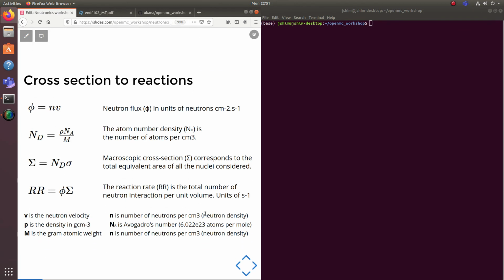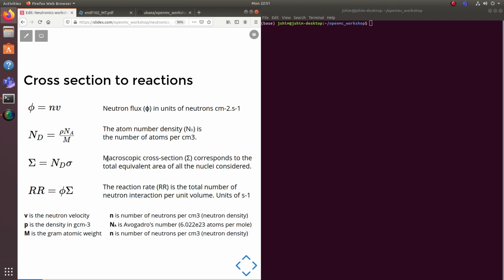So there's four equations that come together to decide the reaction rate, and they involve the cross-section. So to begin with, there's neutron flux. This is a product of the neutron density and the neutron velocity. Another equation is number density. This is equal to the density times Avogadro's number divided by the molar mass.